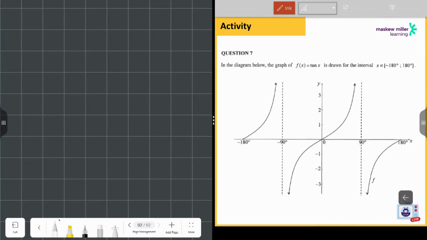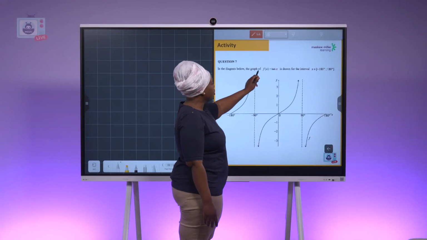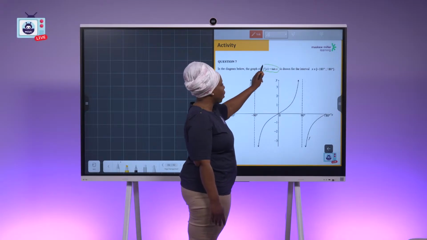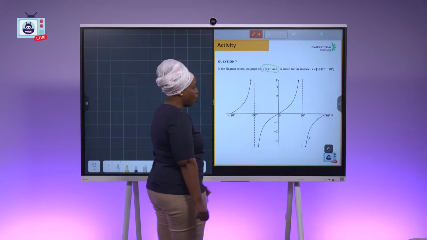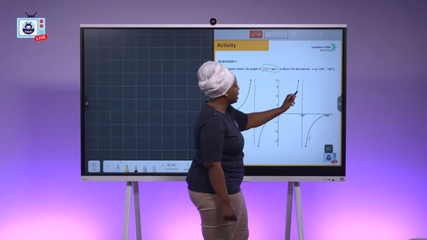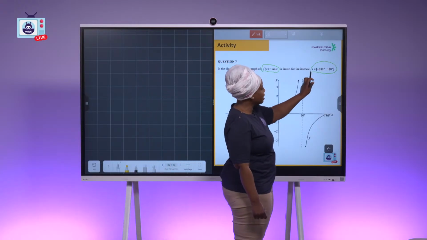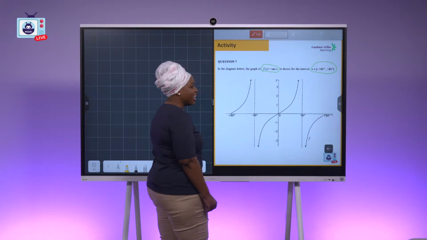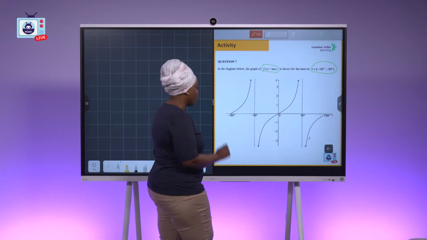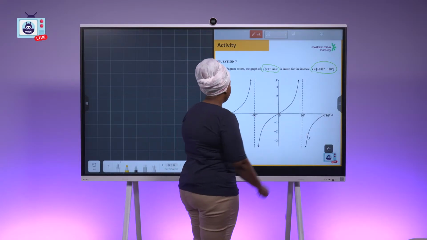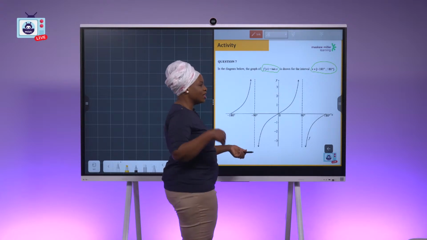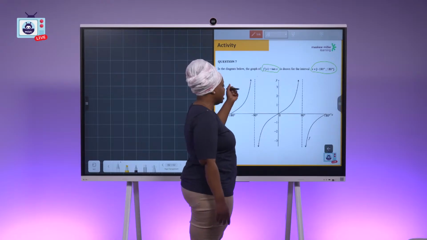So they say in the diagram below, the graph of f of x equals tan x is drawn from the interval. They even gave us an interval there of x is an element of negative 180 to a positive 180 as it's shown. Right. So what is important is that you know that tan is actually a dancing kind of a graph. So if it's dancing, then we know that is our tan graph. And now we have our tan equation that is given to us.